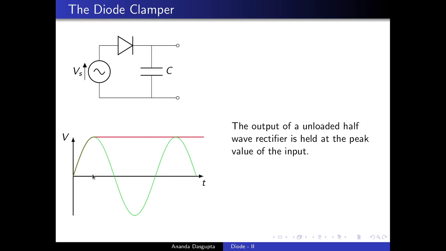Of course, in the first quarter cycle, things are a bit different. In the first quarter cycle, the diode is conducting and there is no voltage across the diode, assuming ideal diode behavior. So you will have a flat line for the diode voltage here. Then the rest of it simply comes down by Vp.